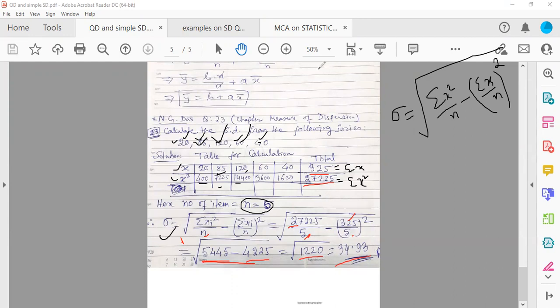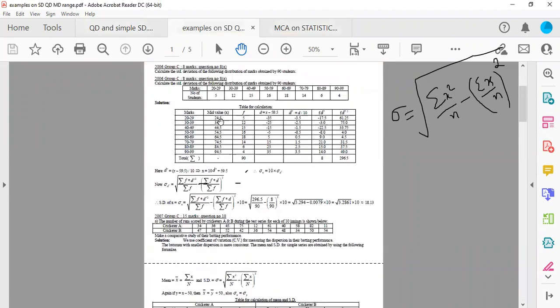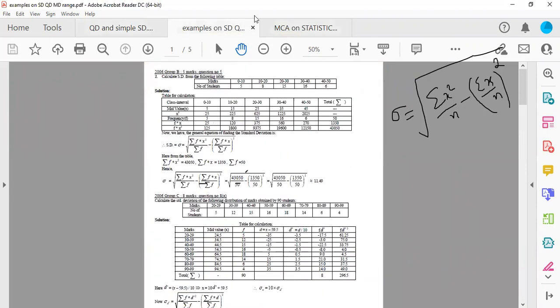Now let us go for another, the discrete and continuous type of standard deviation formula. This is the simplest formula, the simple observation case. Now go for the standard deviation of discrete and continuous type of formula. Now let us go for this example. This is a continuous case standard deviation formula. See this.